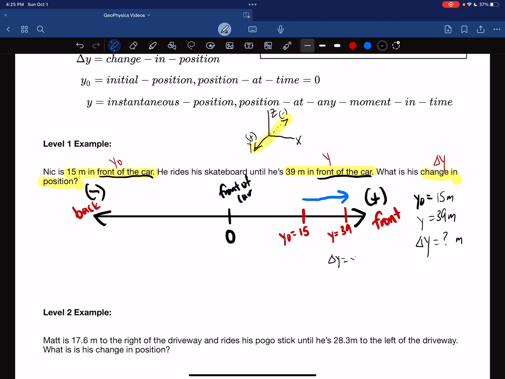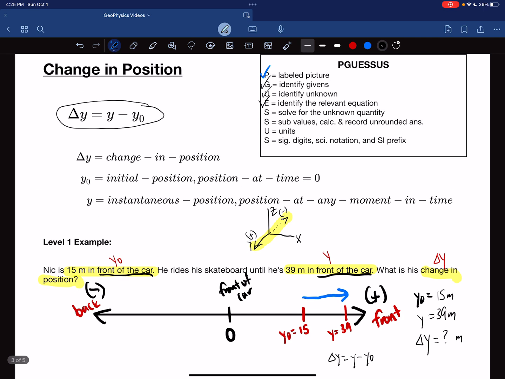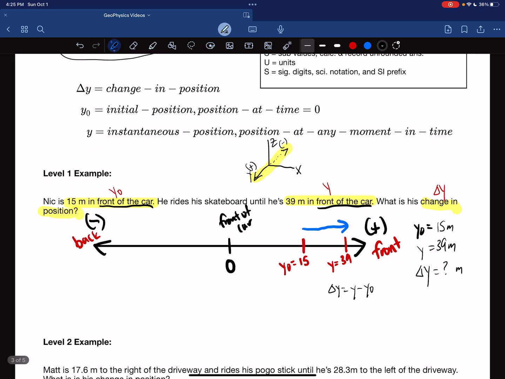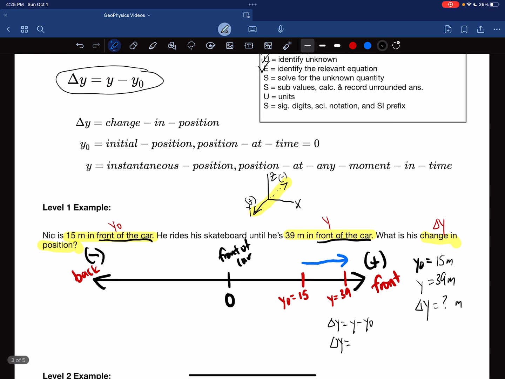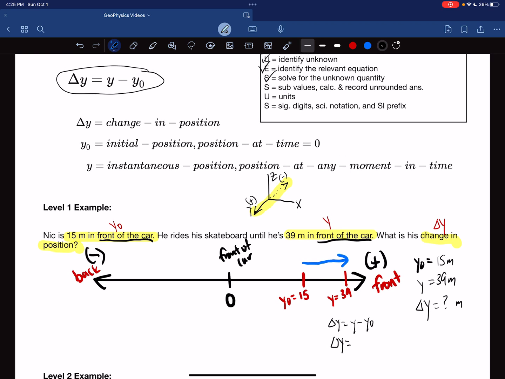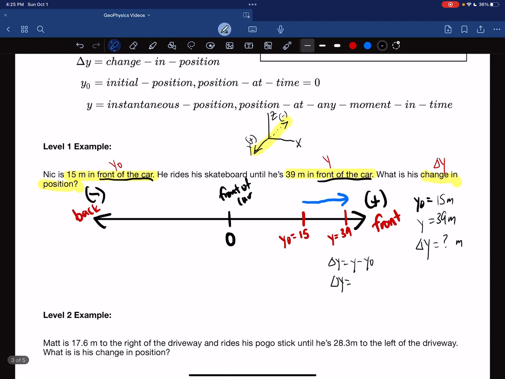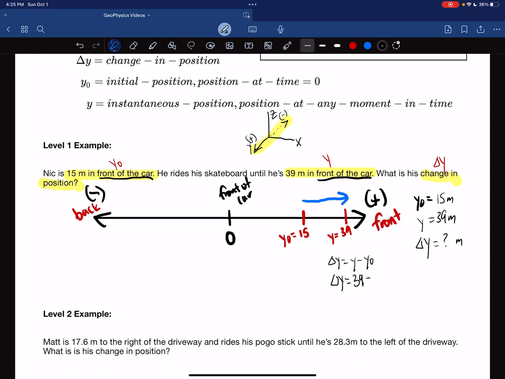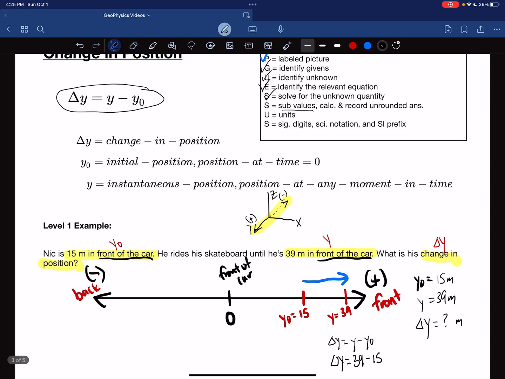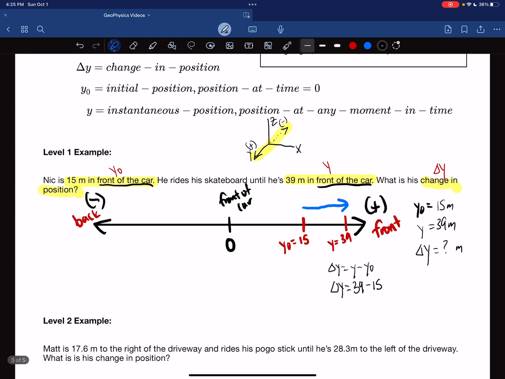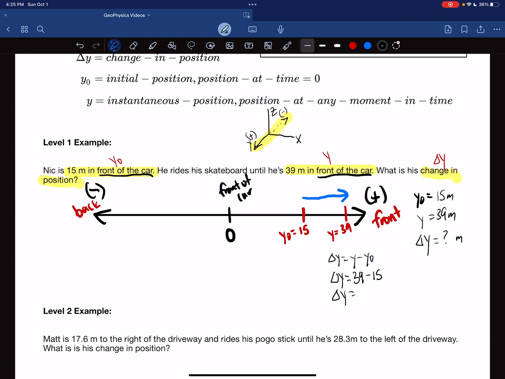Delta y equals y minus y naught. Then we will solve for the unknown. The unknown is delta y, and this equation is already solved for it, so it's delta y equals. Then we substitute values. The y is 39, and the y naught is 15 meters. So we've substituted. We calculate the answer, and delta y is then 24.